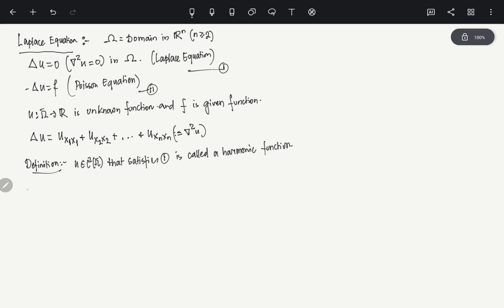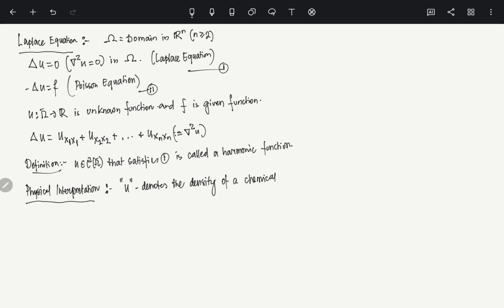Now let's look at the physical interpretation of this. We are not looking at it as a purely mathematical thing. There should be some ideas coming from real life, right? So let's say that we are denoting by u, the unknown function, the equilibrium density of a chemical concentration in equilibrium.